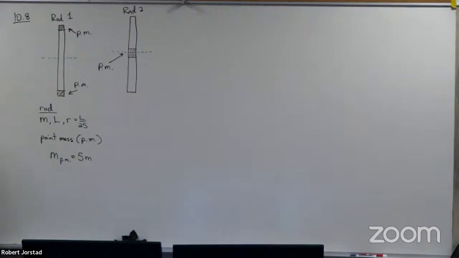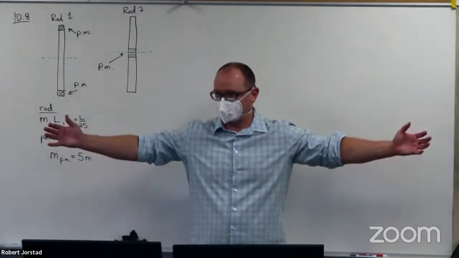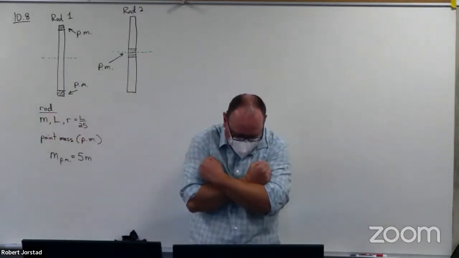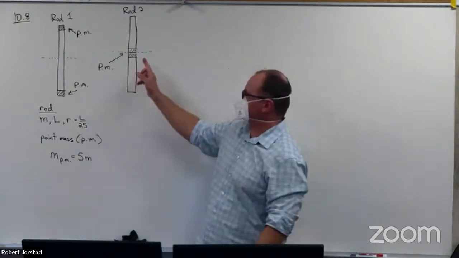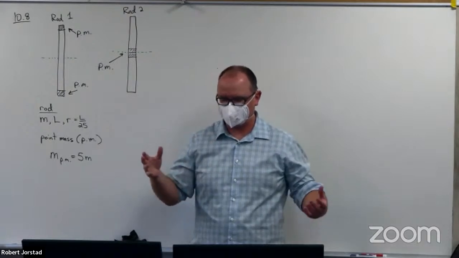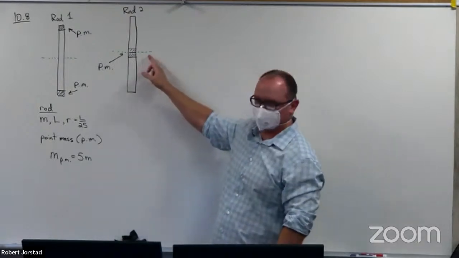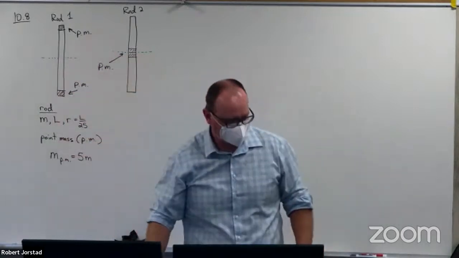Which one's going to be easier to twist? Rod 1 with the masses far from the axis, or rod 2 with the masses close to the axis? I like to bring up the figure skater. When does a figure skater rotate fastest? Arms out or arms in? In. Mass close to the body, mass close to the axis, easier to rotate. Got that? Figure skater, arms in, easier to rotate. Arms out, mass far from the axis. That's how I think of it.